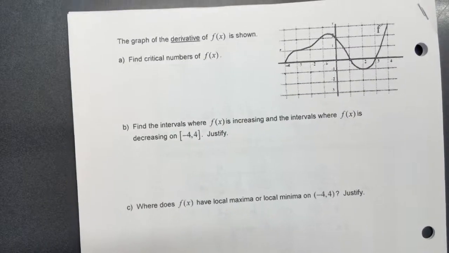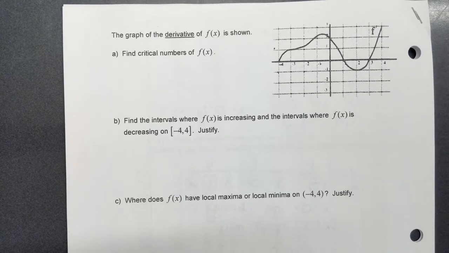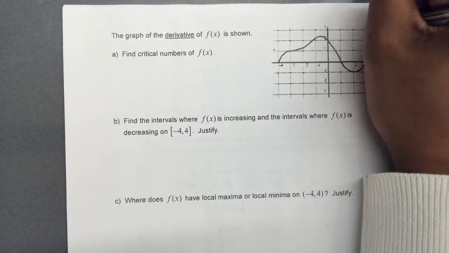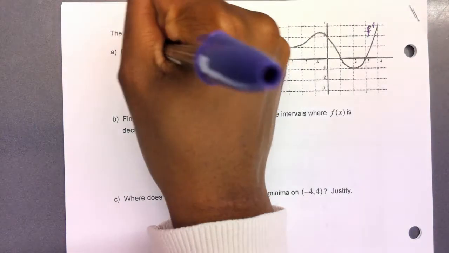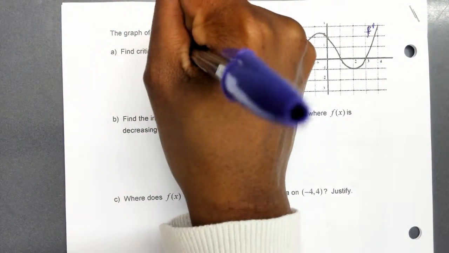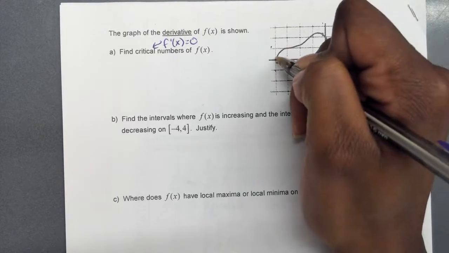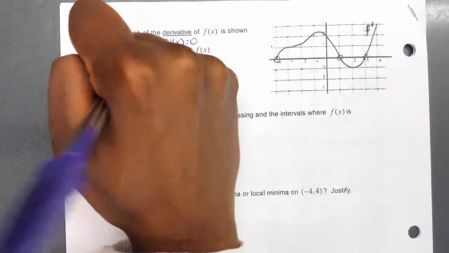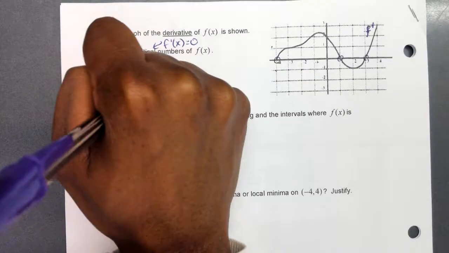Okay. For our second and last example of this packet, we have the graph of the derivative. So this is f prime. And we want to find the critical numbers. So again, critical numbers means when f prime of x is equal to 0. That happens here, here, and here. So our critical numbers are when x equals -4, x equals 1, and when x equals 3.